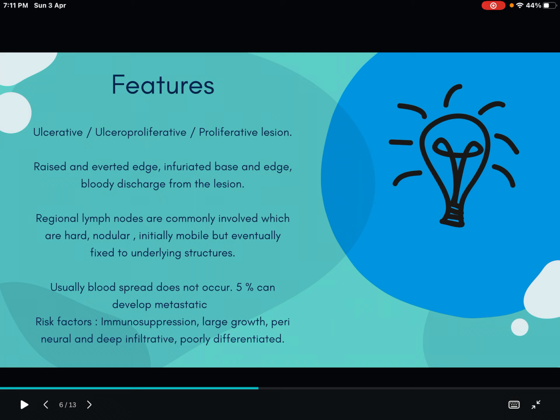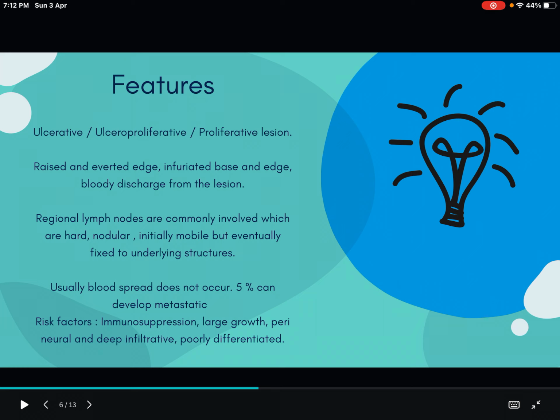So 2 points I have covered. There can be 3 types of lesions: ulcerative, ulceroproliferative and proliferative, and raised and everted edge, indurated base and edge, bloody discharge. Regional lymph nodes are commonly involved, which are hard, nodular, initially mobile, but eventually fixed to the underlying structures. So the first 2 points were about the features, and the third one is about the regional lymph nodes, which are commonly involved. First they will be hard, nodular and initially mobile, and then fixed to the underlying structures. Usually blood spread does not occur.